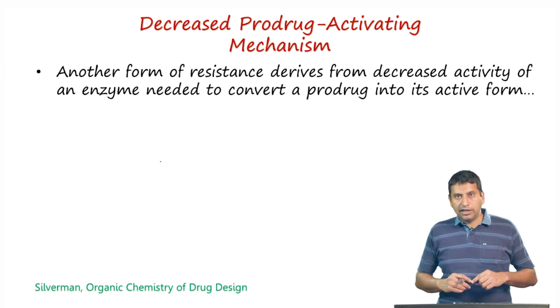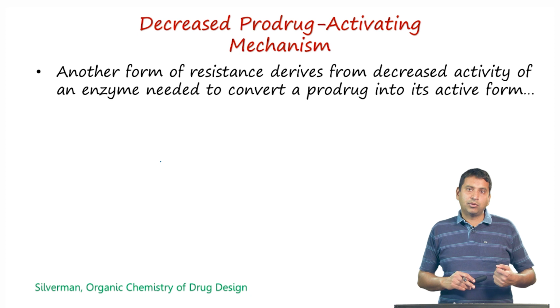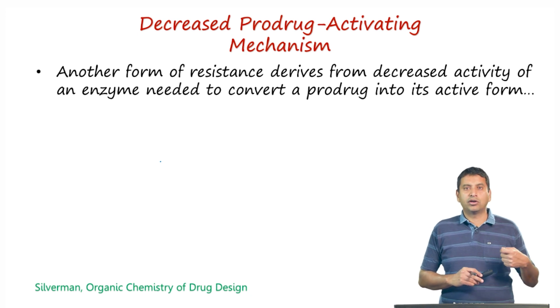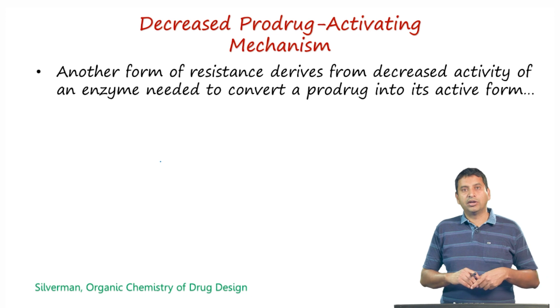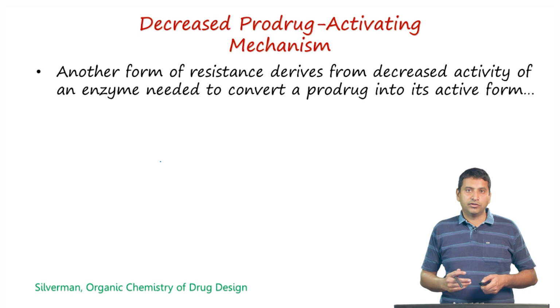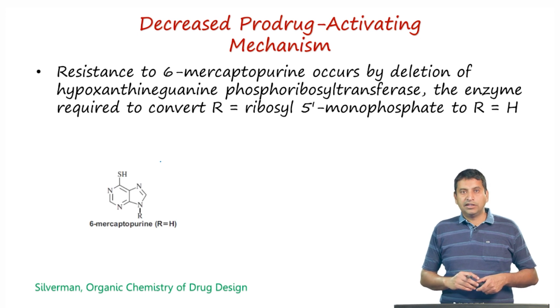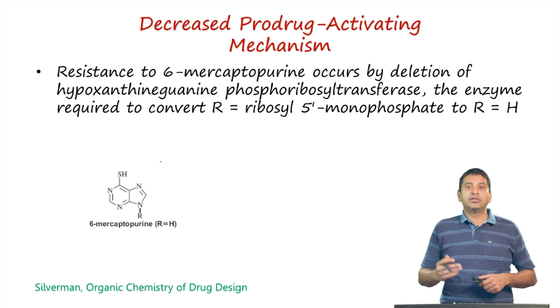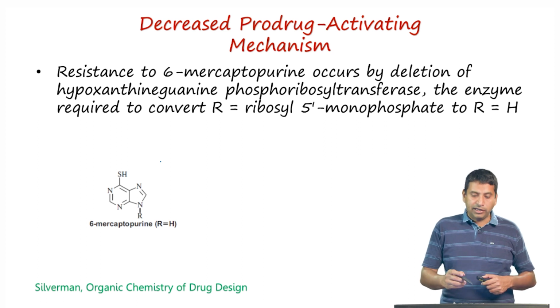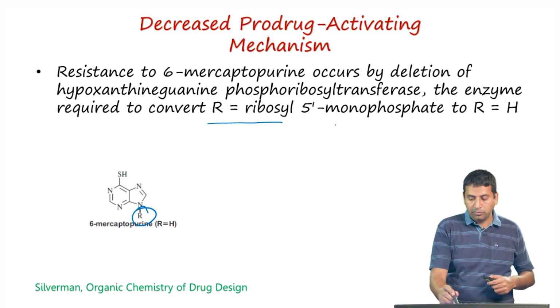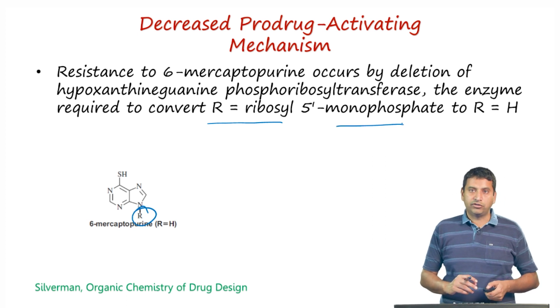We have looked in detail at prodrugs. The concept in a prodrug is that you need metabolism for the prodrug to be activated. So, one other form of resistance is that if the enzyme that is activating the prodrug goes down in quantity, the activity can go down, and that can result in drug resistance. An example here is the resistance to 6-mercaptopurine, which occurs by deletion of hypoxanthine guanine phosphoribosyl transferase, the enzyme which converts this ribosyl form to the hydrogen, R equals H.